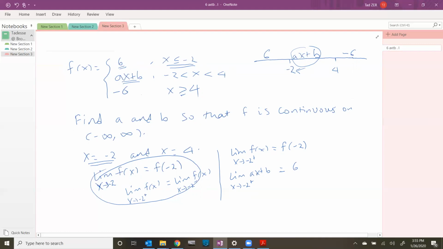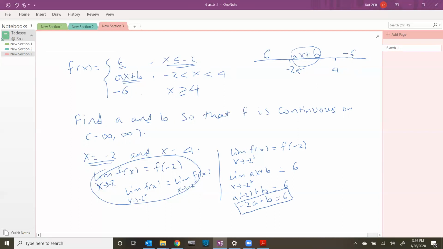Now what is this limit? This is a linear function. Limit and value are the same, so you just plug -2 for x. So a times -2 plus b equals 6. So I will have one equation which says -2a plus b equals 6. This is one equation involving a and b.